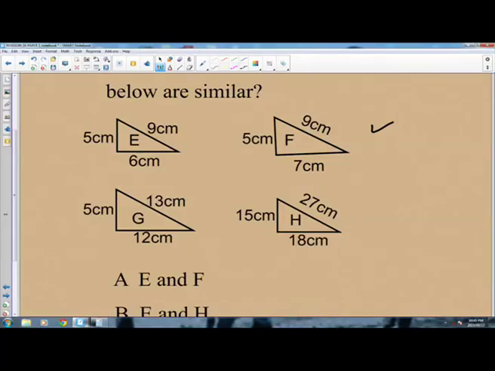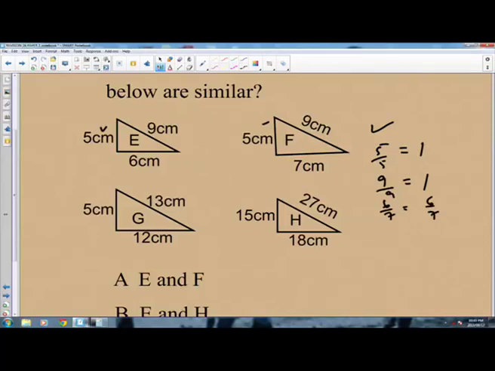So the side 5 centimeters corresponds to 5. This simply means 5 divided by 5 is equal to 1. And then we have 9 divided by 9, giving us 1. And then the last one, 6 divided by 7, which is just 6 over 7.